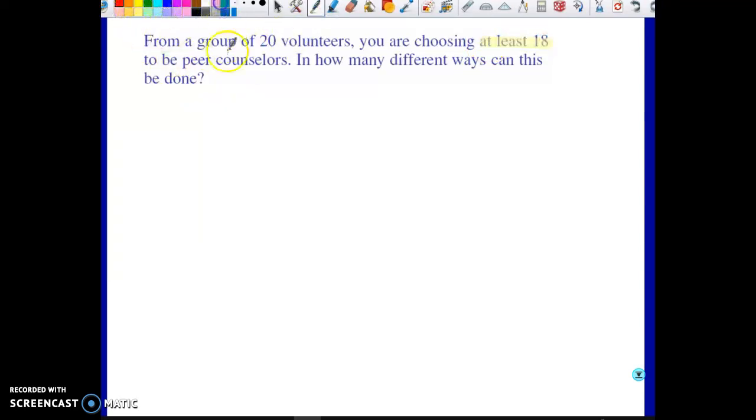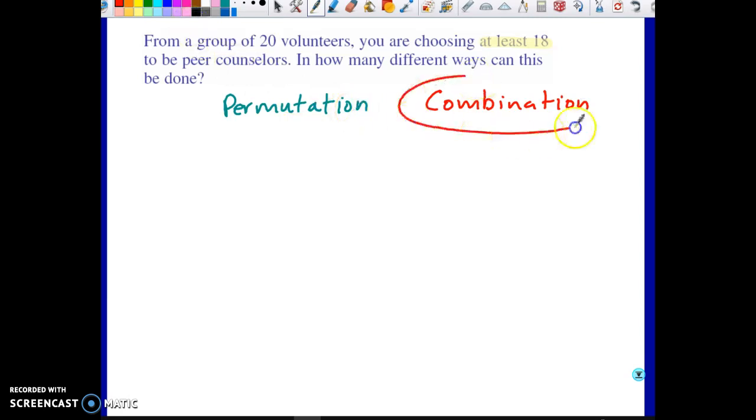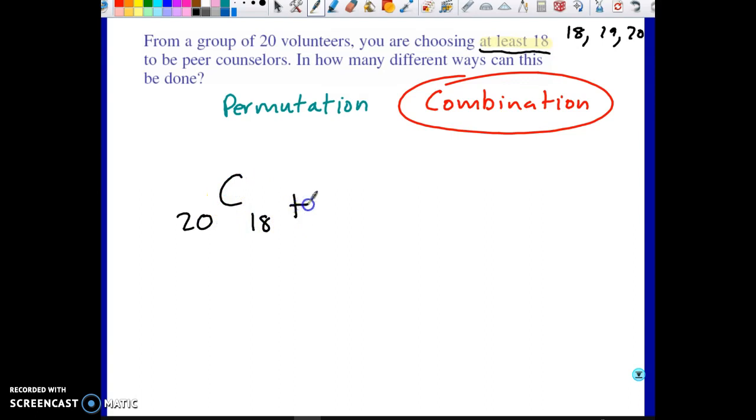Now, first of all, is this a permutation or combination? You have to ask yourself, does the order matter in the choosing of counselors? Does it matter if I choose a different counselor first? It shouldn't, because all of them are still going to work together. So in this case, it's going to be a combination. Now, how many do I want? Well, it depends. At least 18. I could have 18, 19, or 20. So I could have 20 counselors, and I want to choose 18 of those. Or, and this again, I'm adding because it can't happen at the same time.